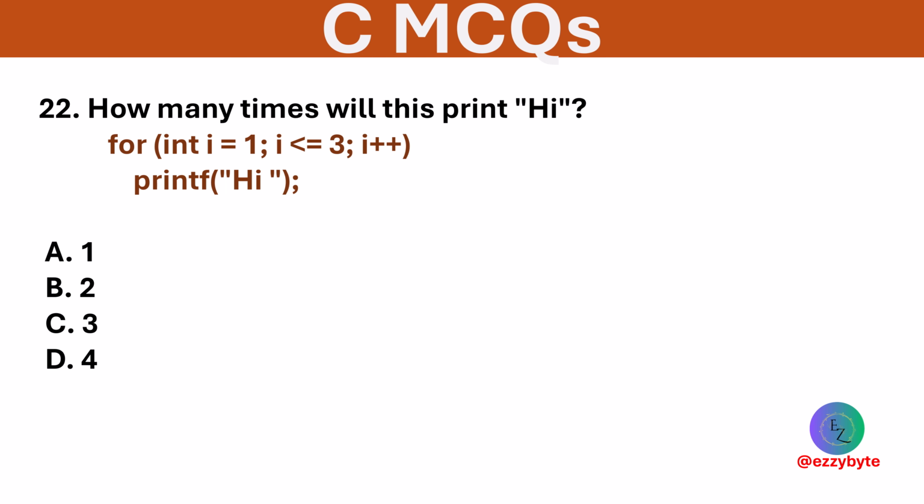How many times will this print high? Options are 1, 2, 3, and 4. Option C is correct. The loop runs from 1 to 3, meaning 3 times.